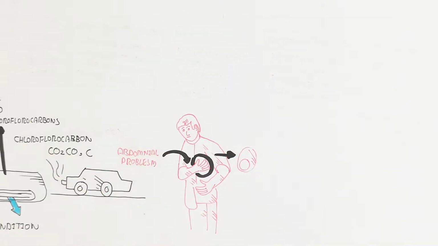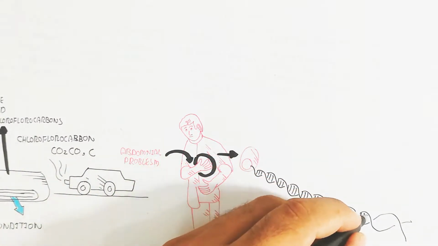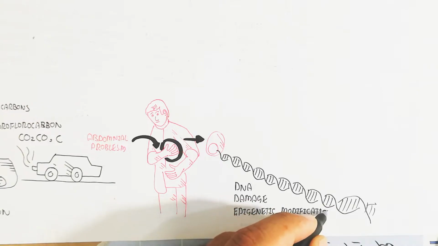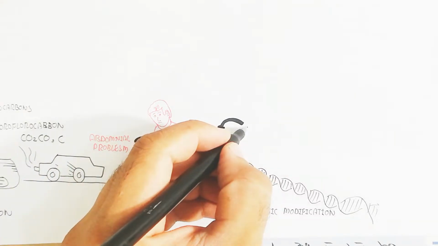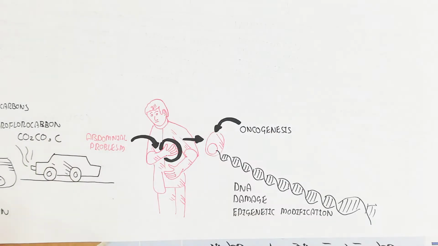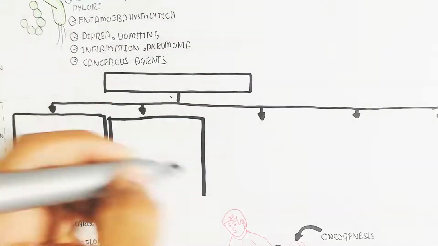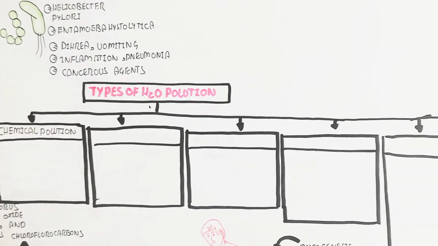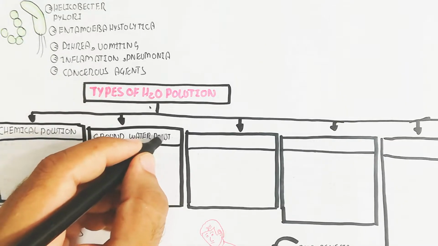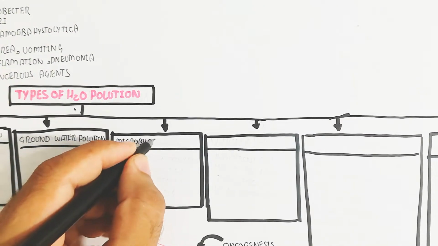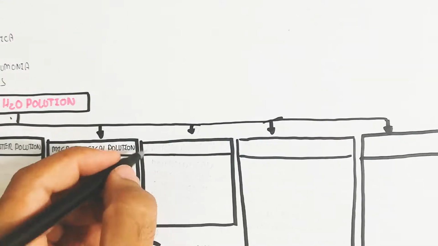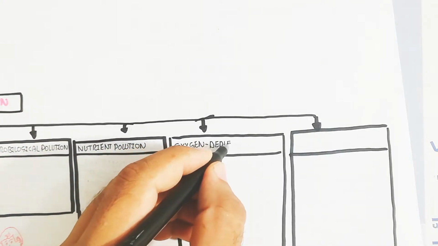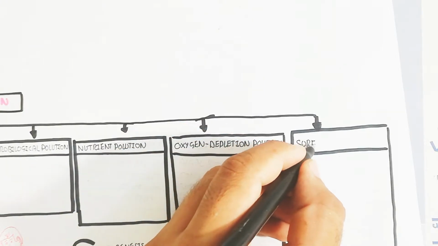And this infection due to the water leads to abdominal pain and a lot of diseases, and DNA damage. Epigenetic modification can lead to cancer. So oncogenesis occurs due to the damage of the DNA. That's all the things that will impact our body. The types of water pollution are chemical pollution, groundwater pollution, microbiological pollution, nutrient pollution, oxygen depletion pollution, where pollution is caused when oxygen decreases, and surface water pollution.